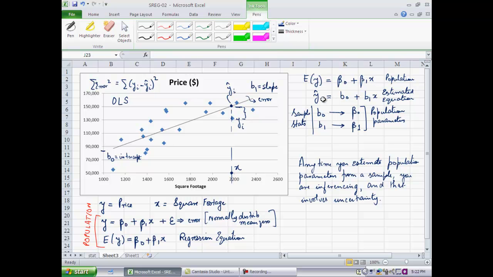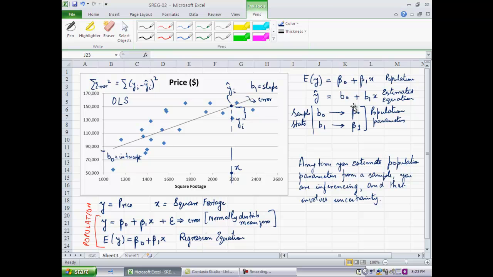You see, we wrote y hat, which is the fitted value of y using the data set, is equal to b0 plus b1x. Notice we did not use the symbols beta anymore. So this is what is called the estimated equation. What is the significance of that? The estimated intercept b0 is my best guess of the true intercept beta 0, and the slope b1 that I got through these 20 houses is my best estimate of the true slope for the population.